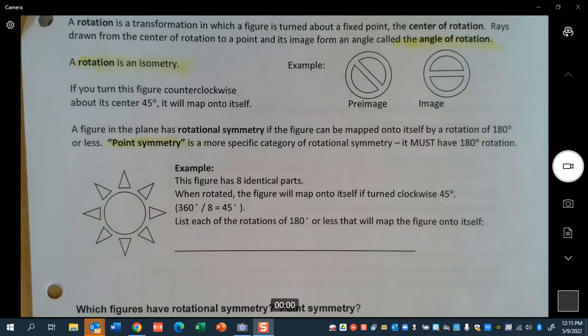So every year I want to make sure you understand point symmetry is where it's an angle of rotation of 180 degrees. All of the little diagrams that I gave you that have rotation are 180 degrees. Off you go. Have a good lunch.